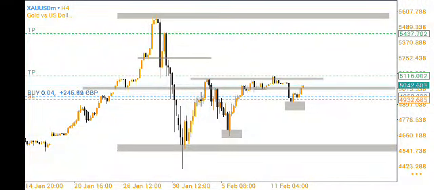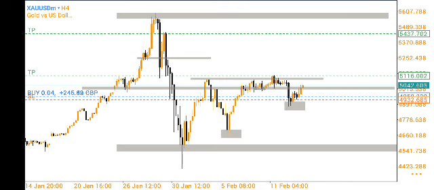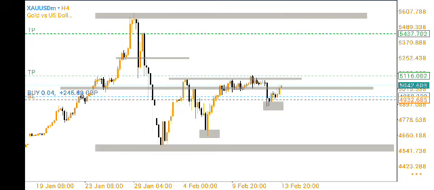Breaking down how to mark your support and resistance, how to mark your swing highs and swing lows, and how to identify the market structure, the highs and lows, and the market direction. Stay tuned as I break it down for you. As you can see, this is the 4-hour time frame.